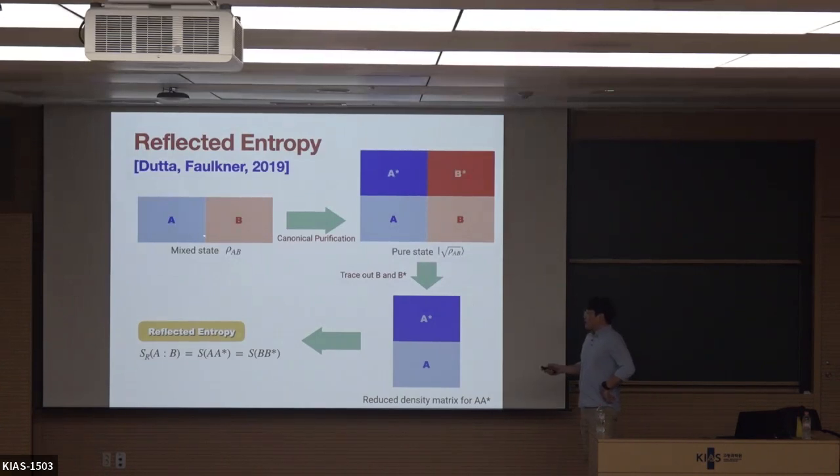The reflected entropy: you start from some mixed state, rho AB. It need not be a pure state. It's a mixed state, and then you can purify this mixed state. There are many ways to purify it, so I choose a canonical purification. Basically, you just use the Schmidt decomposition, taking the square root of it, so that's why I'm using the square root. Then you trace out, for example, B and B star, and calculate the von Neumann entropy of the reduced density matrix of A and A star, and that defines the reflected entropy.